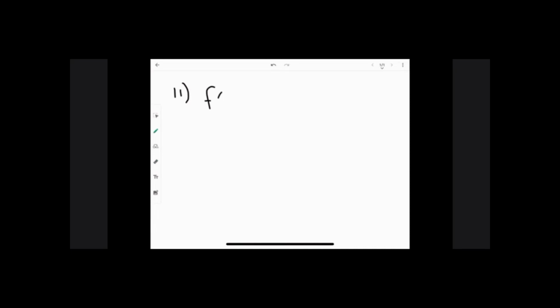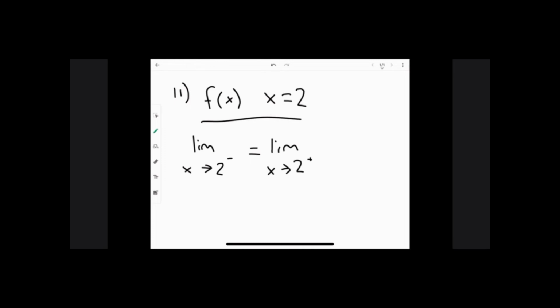Part 5 says that f of x is continuous at x equals 2. For this function to be continuous, the limit as x goes to 2 from the left has to be equal to the limit as x goes to 2 from the right, and the function has to exist at x equals 2. When x goes to 2 from the left, it's slightly less than 2, so we have to substitute it into the second part of the function, which is x plus 2. If we substitute 2 into that, we get 2 plus 2, which is equal to 4.